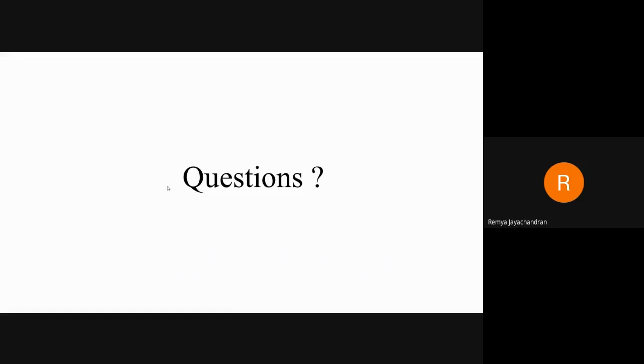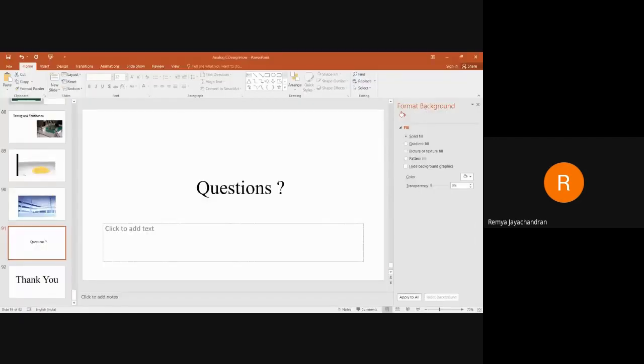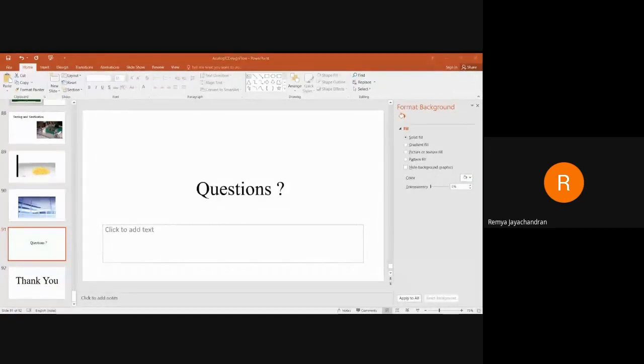So that's all about the analog IC design flow. So any questions? I have one question, ma'am. How long will it take to manufacture a processor, maybe a normal processor?